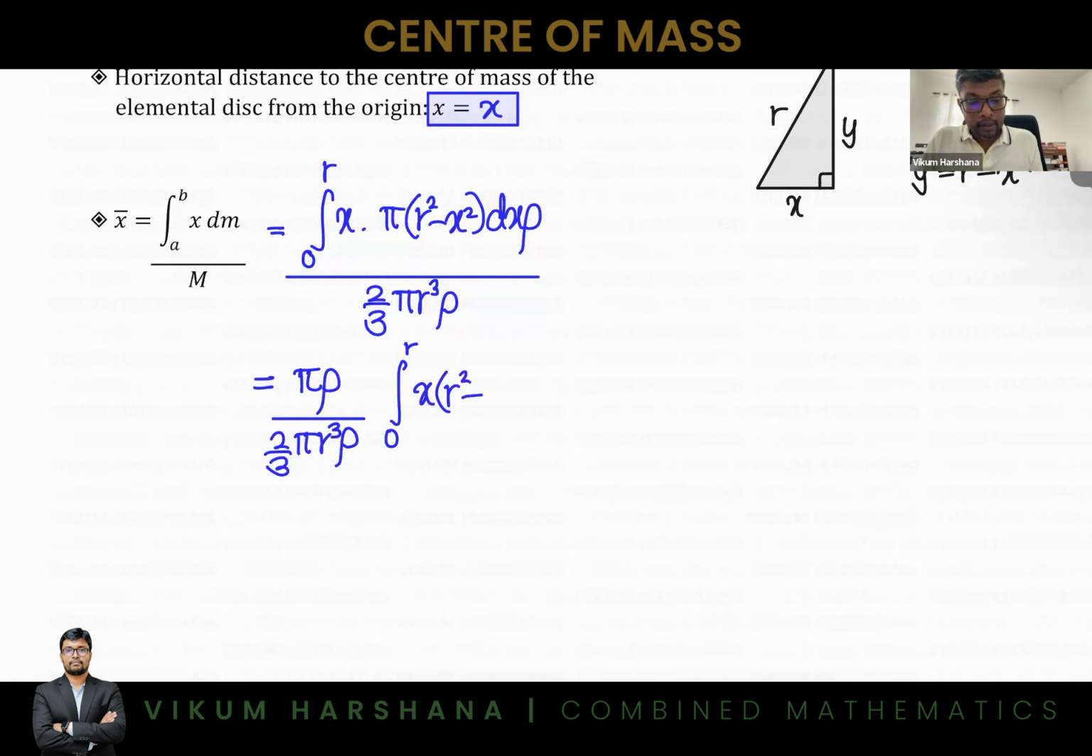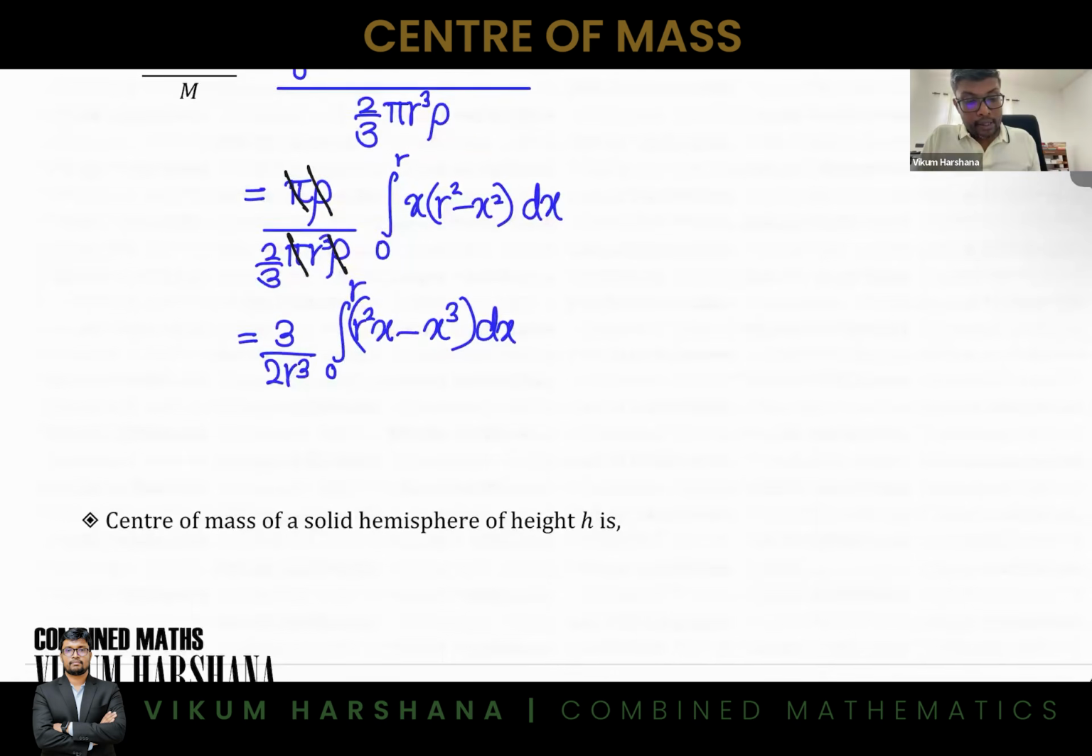x and r squared minus x squared dx is inside. Now let's cut these constants. Rho cuts rho, pi cuts pi. 3 goes up, so it's 3 over 2r cube, integrate from 0 to r of r squared x minus x cube dx.